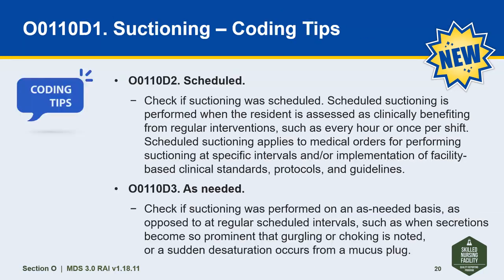Now let's look at the coding tips for the new sub-elements found under O0110 D1 suctioning. You'll check scheduled if the suctioning was scheduled and performed when the resident is assessed as clinically benefiting from regular interventions, such as every hour or once per shift. Scheduled suctioning applies to medical orders for performing suctioning at specific intervals and/or implementation of a facility-based clinical standard, protocol, or guideline. If suctioning was performed on an as-needed basis, you would check D3 as needed.